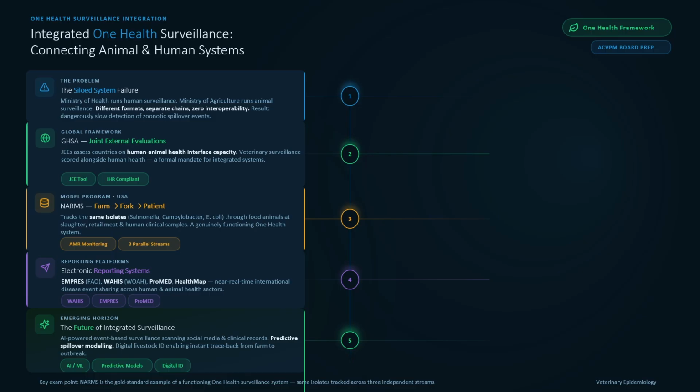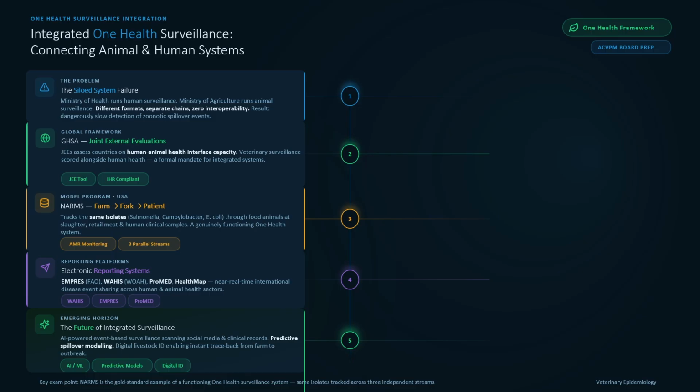At the global level, the Global Health Security Agenda and its joint external evaluations push back against that fragmentation. JEEs formally assessed each country on its human-animal health interface capacity, scoring veterinary surveillance right alongside human health. That's a formal IHR-compliant mandate for integrated systems.